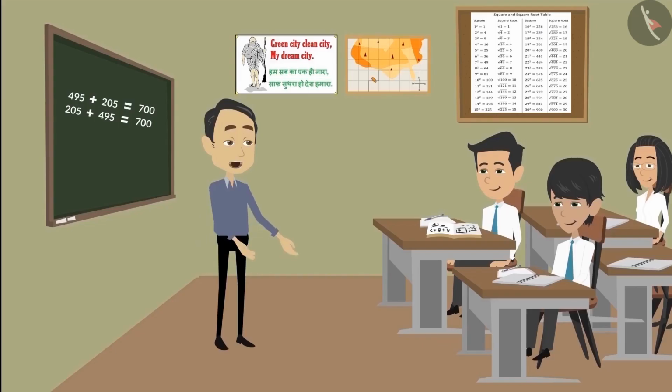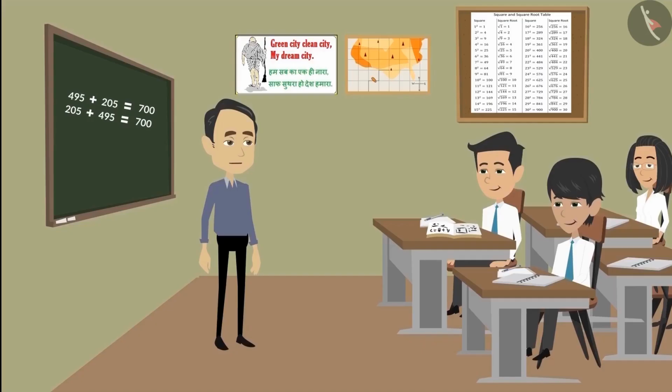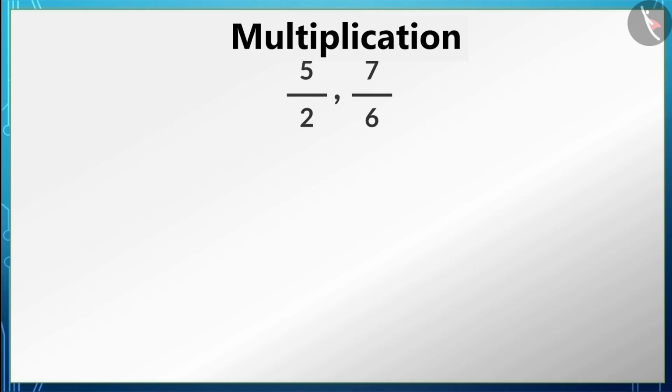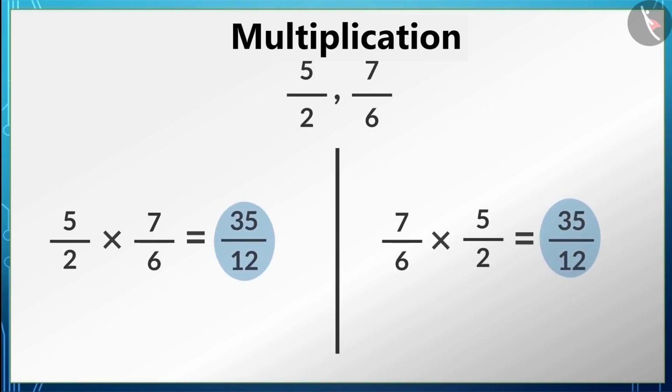Let's go ahead and discuss the next operation, multiplication. Is multiplication of rational numbers also commutative? Let's see. For this, we take two rational numbers. Multiply both these numbers. The answer is 35 by 12. Now let's change the order of these numbers. Sir, our answer is still 35 by 12.